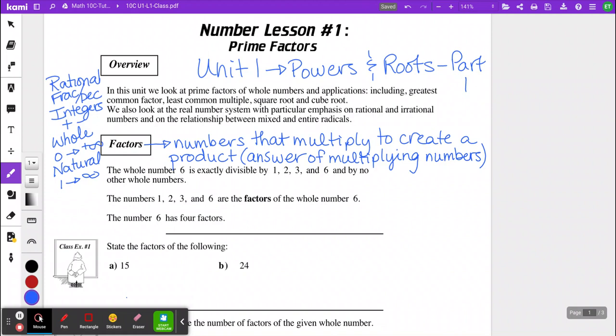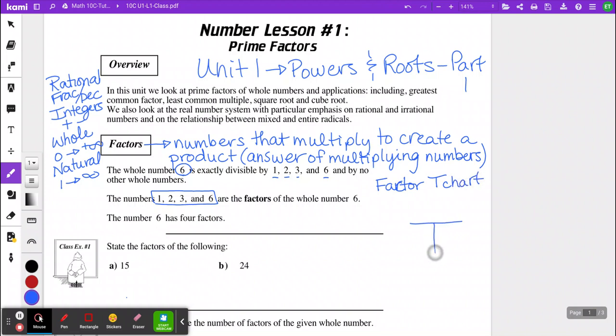So when we take a look at our example here, the whole number 6 is exactly divisible by the numbers 1, 2, 3, and 6, and by no other whole numbers. So it says these then are the factors. Okay, so those are your factors. So how could you find the factors of 6? Well, you make a factor chart, a factor T-chart.